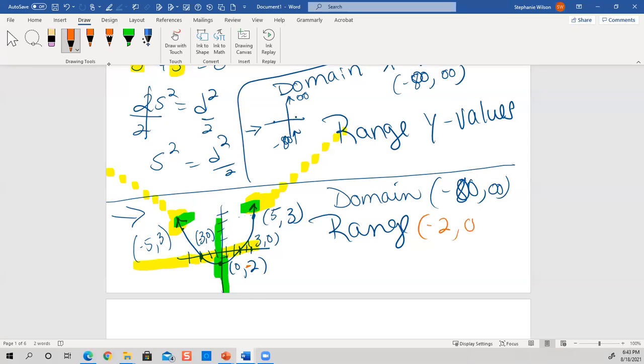So my range is -2 to infinity. However, if you notice, I put parentheses on this. Parentheses means that we're getting up to that point, but we're not stopping on it. Well, on infinity, we cannot stop on infinity, right? There is no stopping point in infinity. So we're always going to use parentheses.